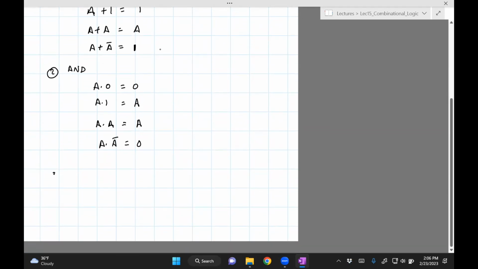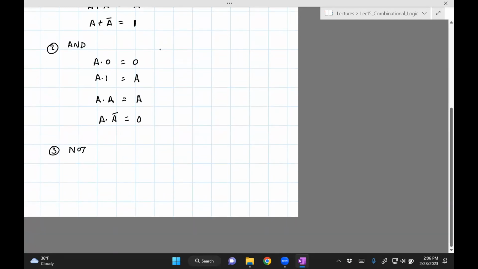And then finally, NOT. The only thing I want to say is that if you invert an input and you invert it a second time, so that you have a NOT gate and then another NOT gate, then this is going to simply come back to you as A, because you're inverting it twice. Two negatives make a positive. So similarly, two NOTs will make the original signal.